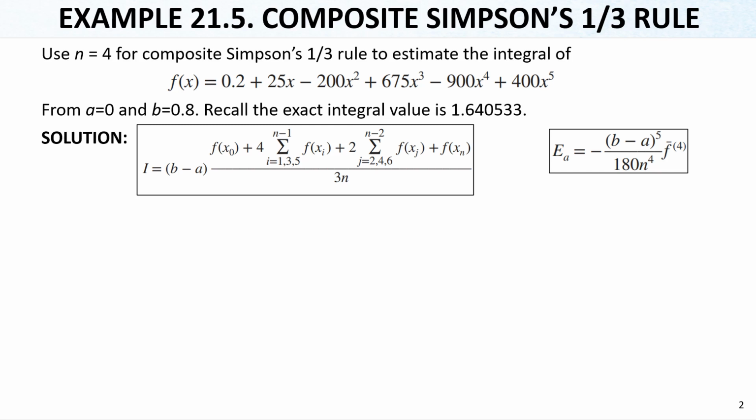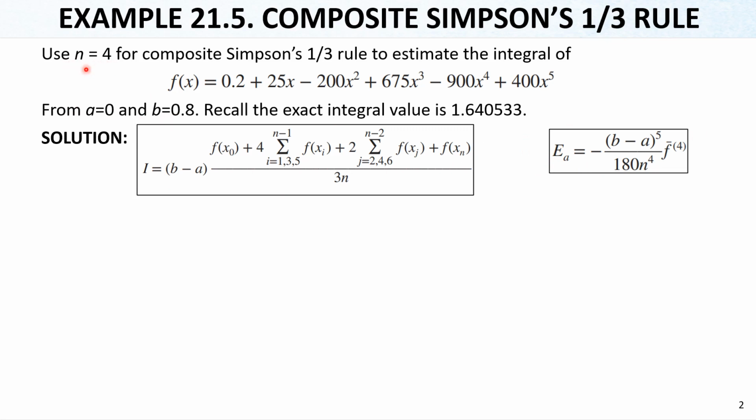Now here we have example 21.5, composite Simpson's rule application for this function again, but we want to use n equals 4 segments for the composite rule. And recall that the exact integral value is 1.640533 again, and the bounds are 0 and 0.8. This is the formulation for the composite Simpson's rule, and this is the error approximation. So let's check the results.